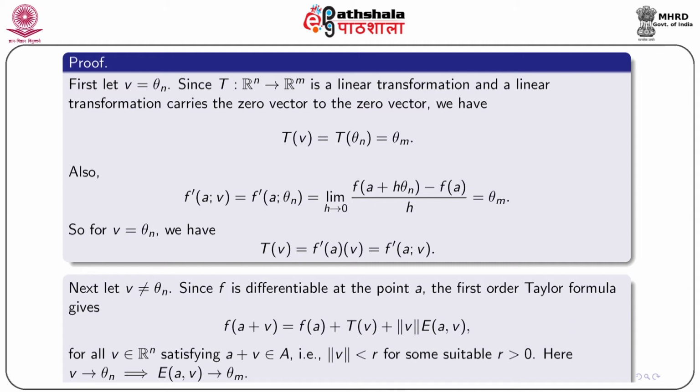Next, let V be any non-zero vector in Rn. Since f is differentiable at the point A, the first order Taylor formula gives f(A + V) equal to f(A) + T(V) + ‖V‖E(A,V), for all V in Rn satisfying A + V in the domain, that is, for all V satisfying ‖V‖ less than R for some suitable positive R. Here, V tends to θn implies E(A,V) tends to θm.